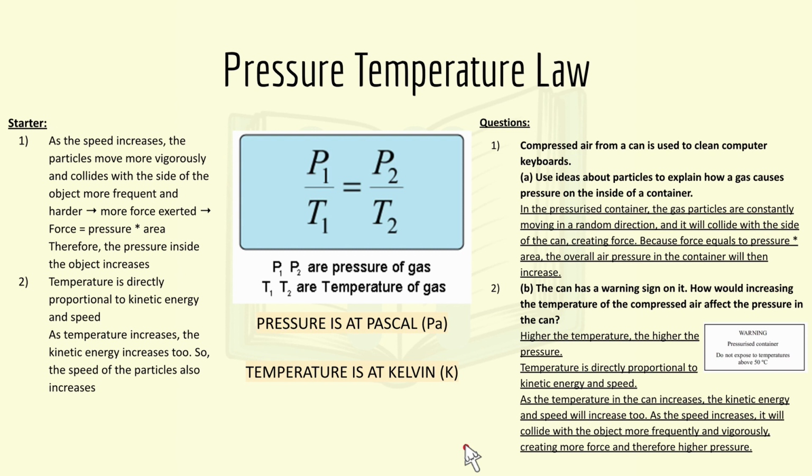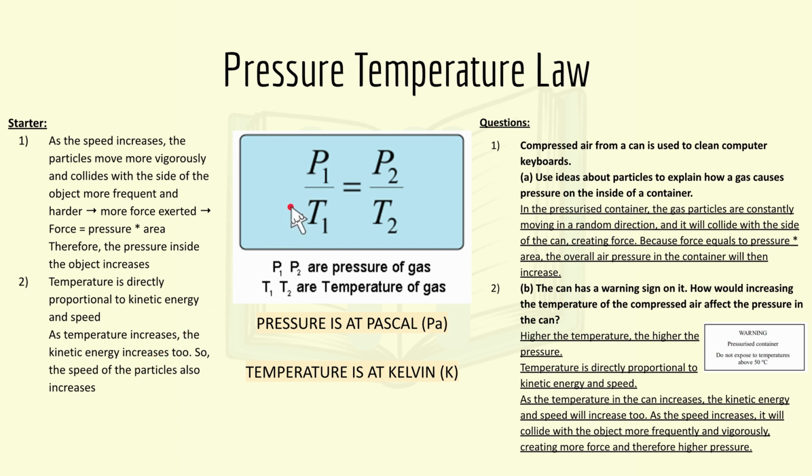And here's the pressure temperature law. For starters, as the speed increases, the particles move more vigorously and collide with the side of the object more frequently and harder. Therefore, there's more force exerted, and because force equals pressure times area, the pressure inside the object increases. And temperature is directly proportional to kinetic energy and speed. So as temperature increases, the kinetic energy increases too, so the speed of the particles also increases.